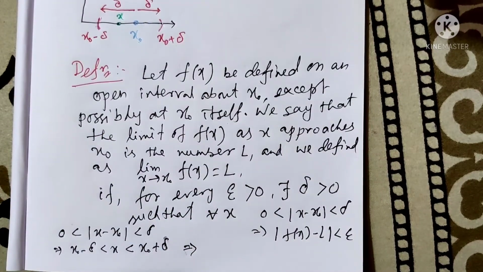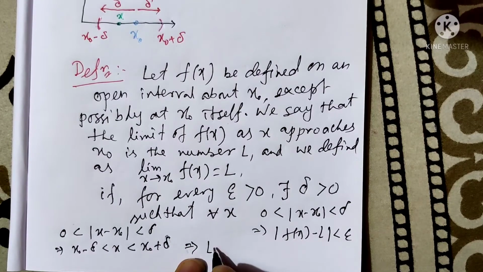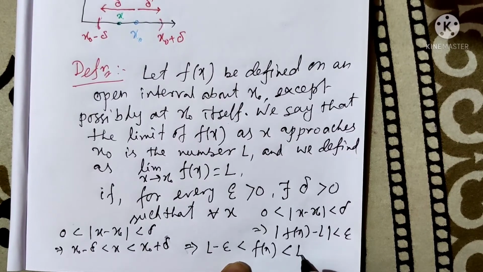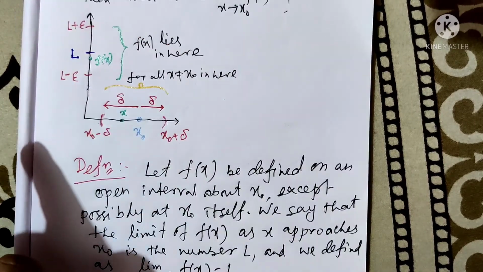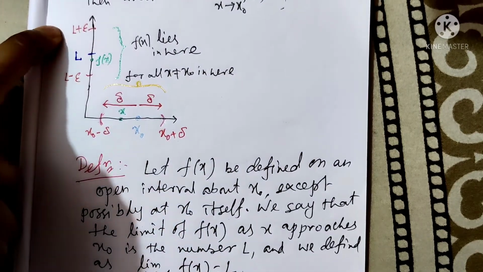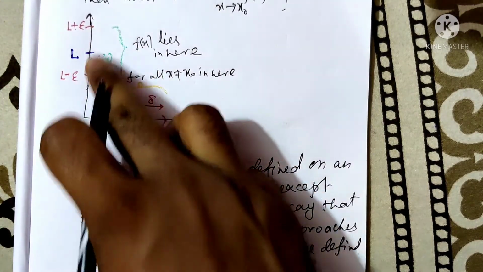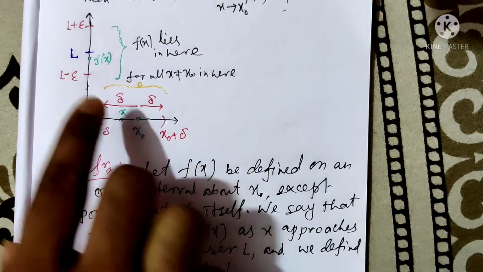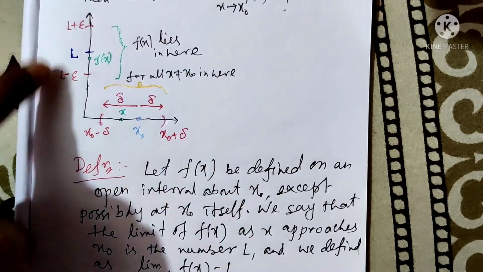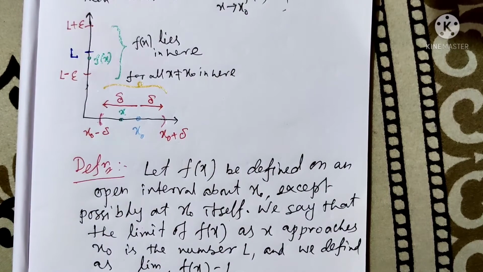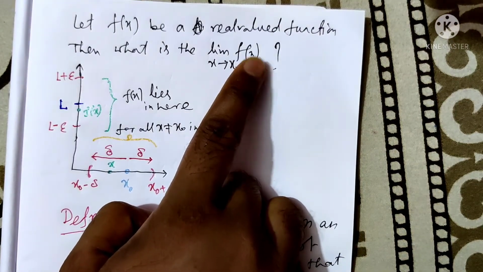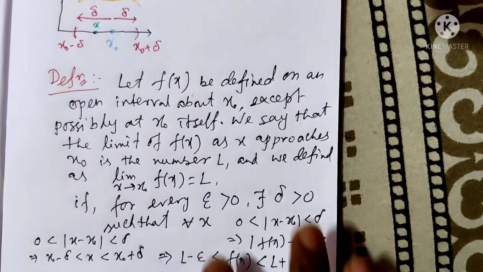And the limit exists if L minus epsilon is less than f(x) less than L plus epsilon. That is, f(x) lies between L minus epsilon and L plus epsilon. If x lies there, then f must lie between this. If this happens, then the function f(x) has a limit as x tends to x naught; the limit exists and is equal to L. So what is the definition?